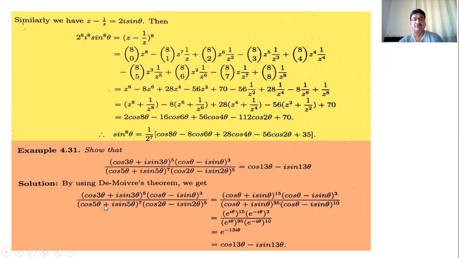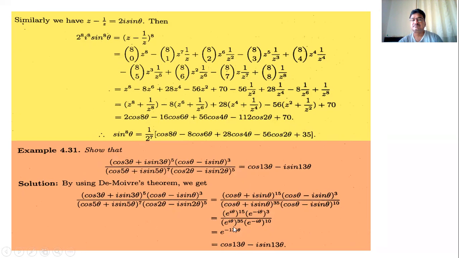Cos 5 theta plus i sin 5 theta is cos theta plus i sin theta raised to 5, raised to 7 is 35, that is 7 into 5. And here, cos 2 theta minus i sin 2 theta is cos theta minus i sin theta raised to 2, raised to 5 becomes raised to 10. And this is e raised to i theta raised to 15, by using the exponential form. Cos theta plus i sin theta is e raised to i theta. This is e raised to minus i theta, cos theta minus i sin theta.